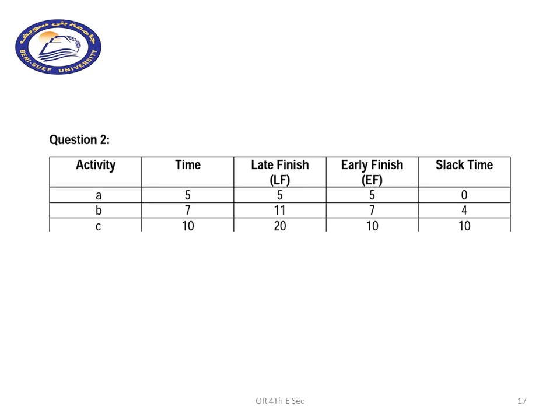This will lead us to question number 2, which requires us to fill in a table, like you can see, with activity letters and the time for each activity, and going through late finishing time and early finishing time and the slack time. The slack time is the difference between LF and EF, late finish and early finish times. Okay, from which part of the network can we get the late finishing time, and from which part of the network can we get the early finishing time of each activity?